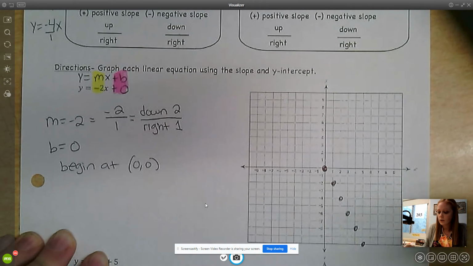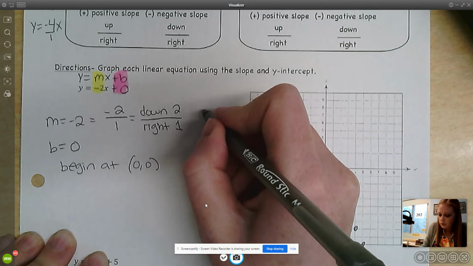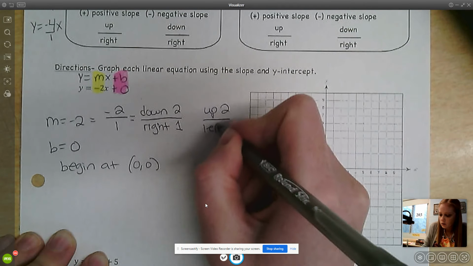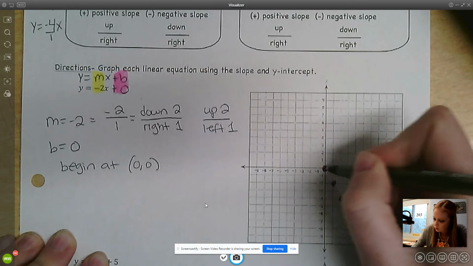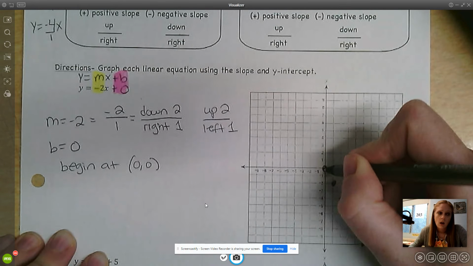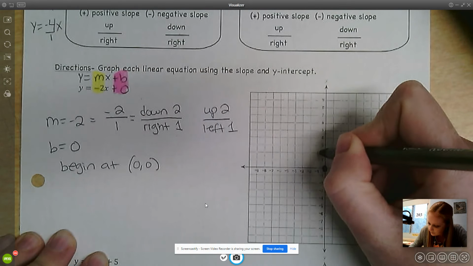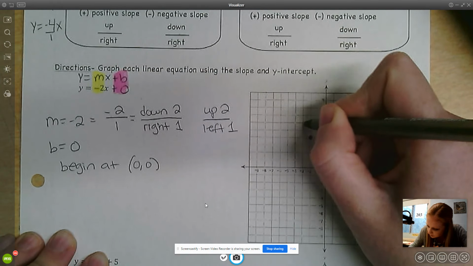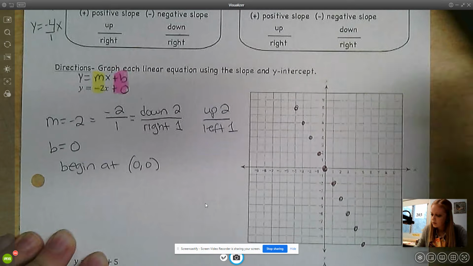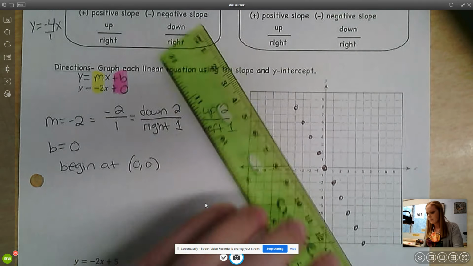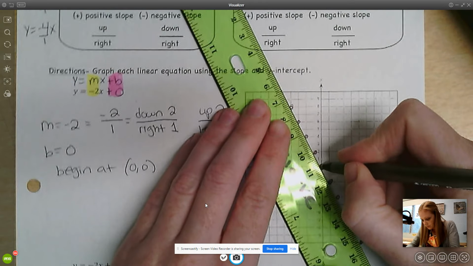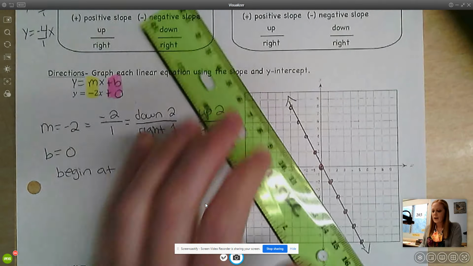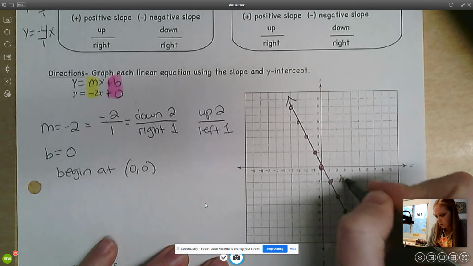Then you can go in reverse. So what's the opposite of down 2? Up 2. Opposite of right 1 would be left 1. So go back to where we started, the origin. Up 2, left 1. Up 2, left 1. Up 2, left 1. Up 2, left 1. Okay, then you connect them. Draw your arrows and label it.